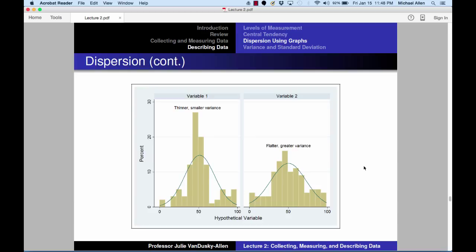So in this example, we have two variables with the same range, 0 to 100, and the same sample mean, 50. The x-axis indicates the values of the variables, 0 to 100, and the y-axis indicates the percentage of observations that take on those values. On the left-hand image here, about 28% of the observations take on a value of 45 to 50, and the observations tend to cluster around the mean of 50. On the other hand, on the right part of the graph here, only about 18% of the observations take on a value of 45 to 50, and the observations tend to be dispersed away from the mean of 50. So we would say the variable on the left-hand side has a smaller variance, while the variable on the right-hand side has greater variance.